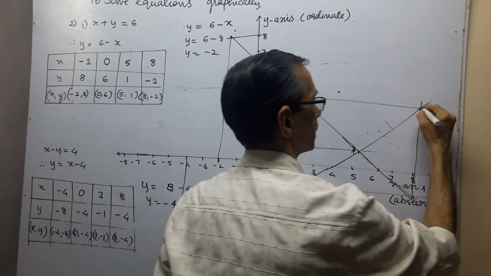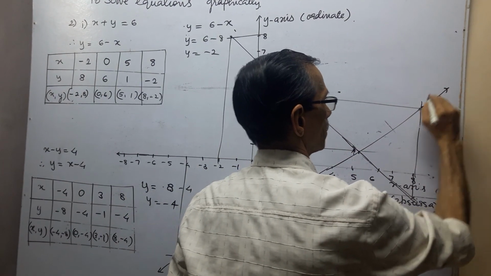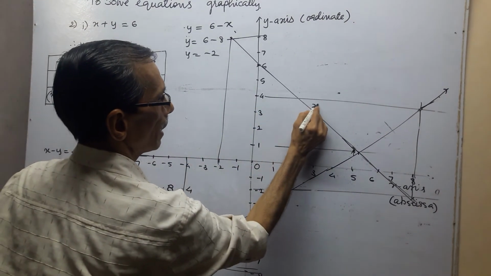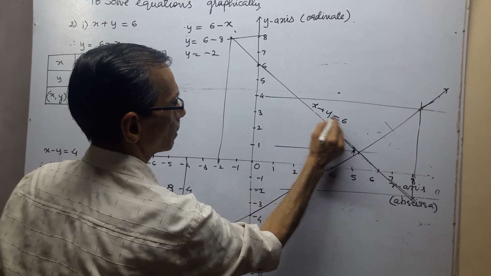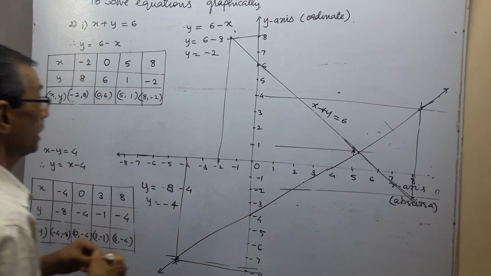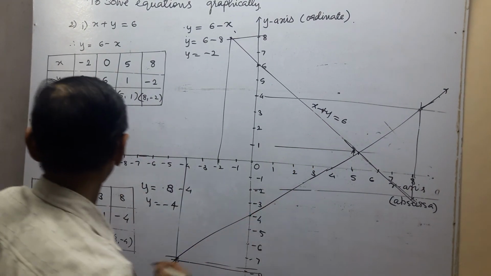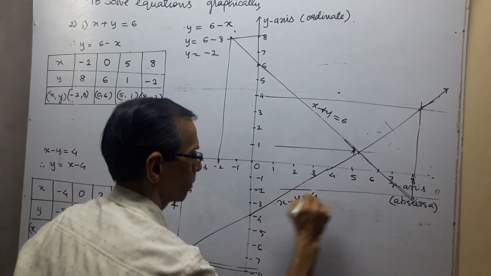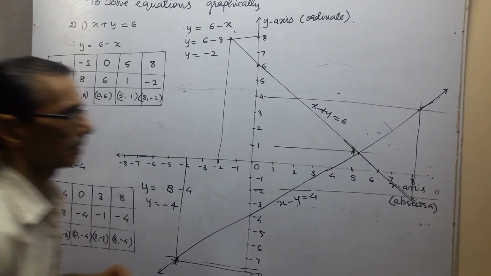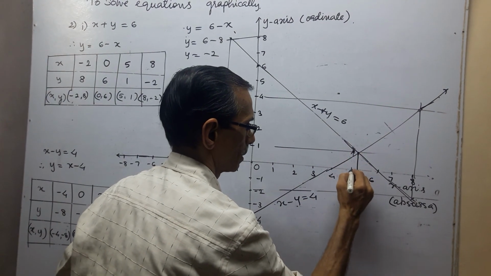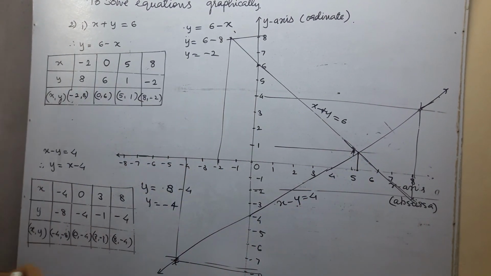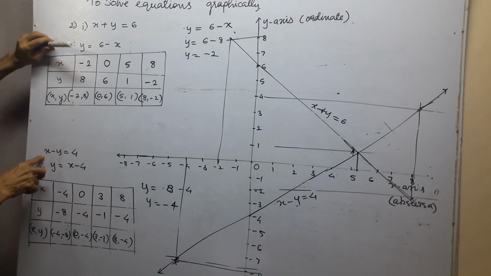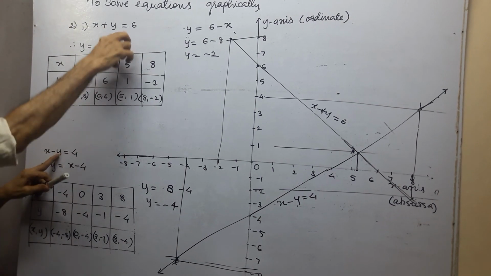After drawing the lines, write the equations. The first line is x plus y is equal to 6, and second line is x minus y is equal to 4. Now they intersect somewhere here. So let's take the answer. So here we know that x plus y is 6 and x minus y is 4. So plus y minus y cancels.